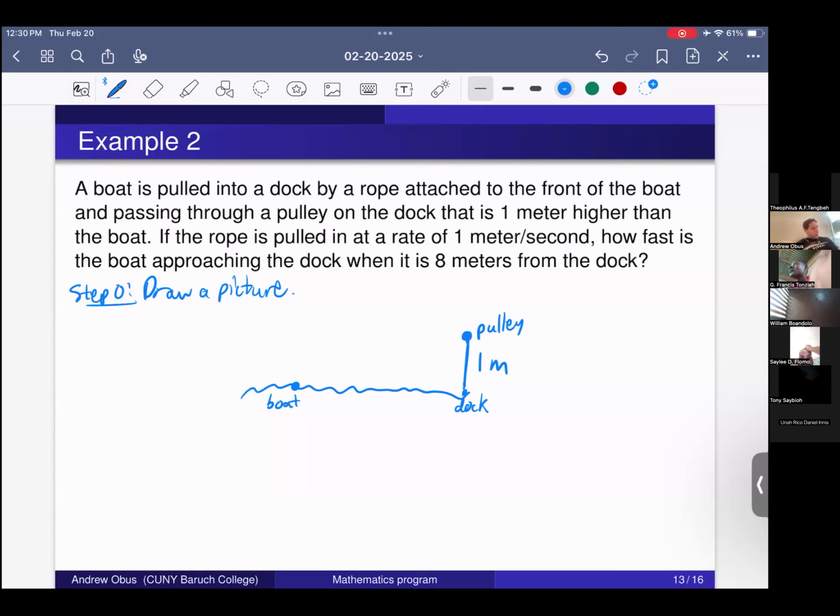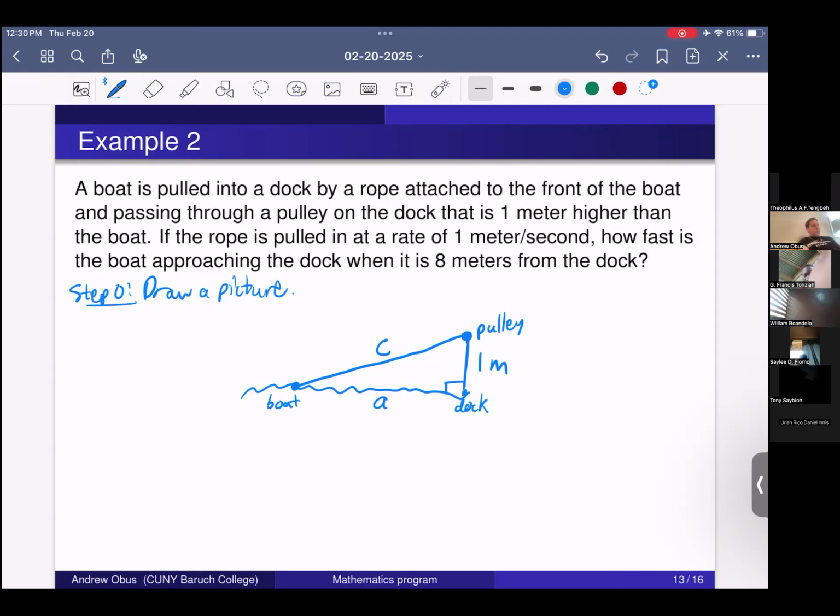And so what I'm going to do is draw a right triangle here. And we know that the rope is getting pulled at the rate of 1 meter per second. So let me actually label these two quantities. I'll call them A and C. So this is a picture.